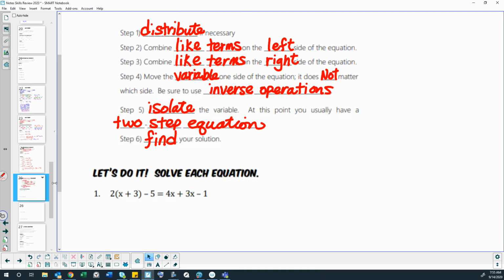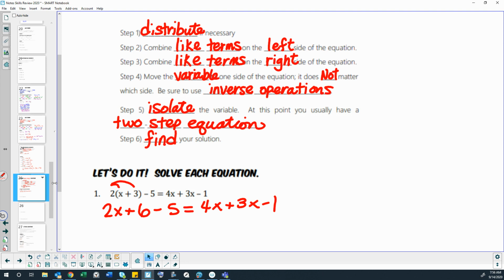So step 1, distribute if necessary. Do you see any parentheses in here that we would want to distribute through? Yeah, right there at the beginning. We're going to go ahead and distribute that 2 through. So we have 2x, 2 times x plus 2 times 3. I'm not going to do anything else to the equation except for write it all down. So the only thing I did in step 1 was multiply through with the distributive property.